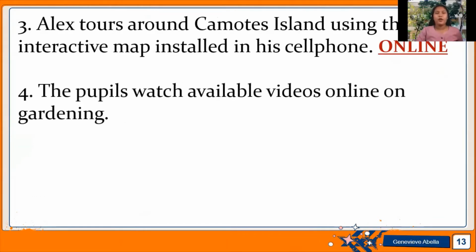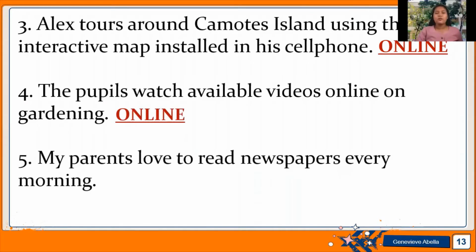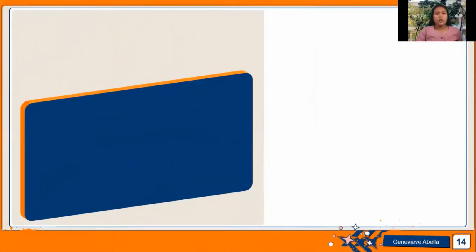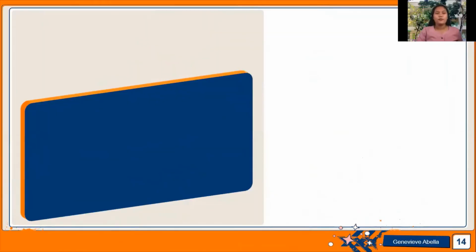Number 4. The pupils watch available videos online on gardening. What's the answer? That's right, it's online. Number 5. My parents love to read newspapers every morning. Very good. It is print. You've done a great job.